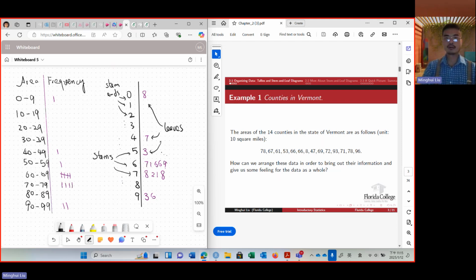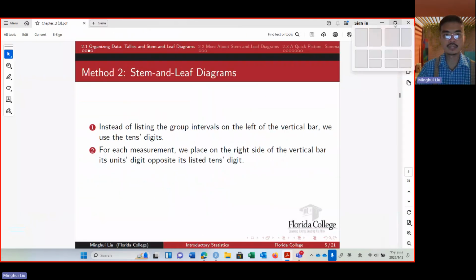I believe this comes from depicting a tree. When you have a tree, you have some stems, and on each stem you have some leaves. If you compare these two methods, you notice that one obvious advantage of this stem and leaf diagram is that no information is lost. For example, you have 40 something, and now you know exactly it is 47. Here is exactly 53, and so on. So we didn't really lose the information. And so this is the second method.